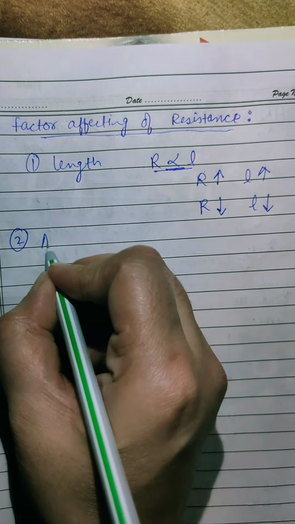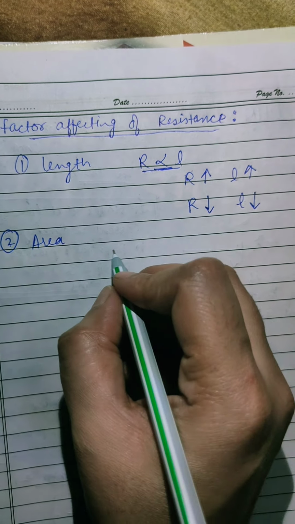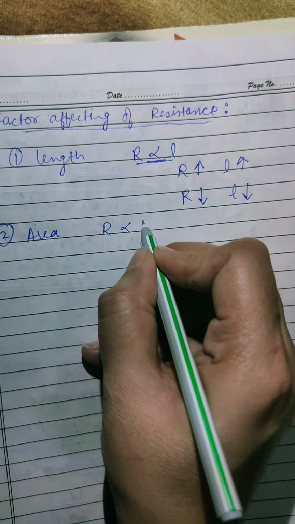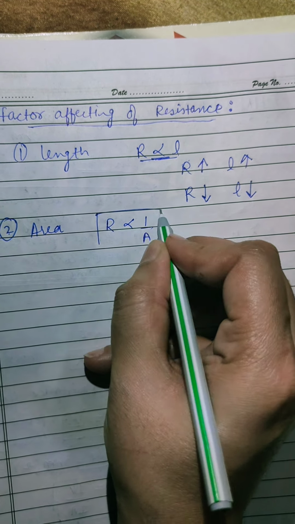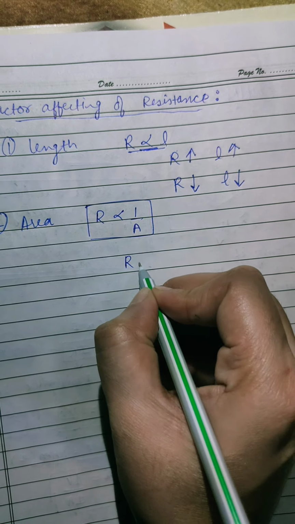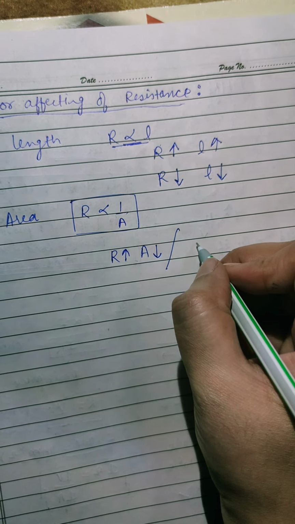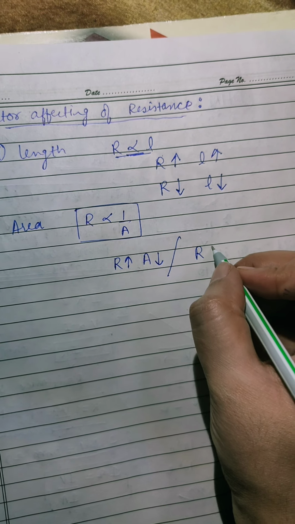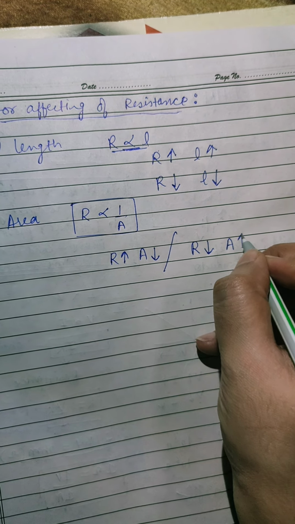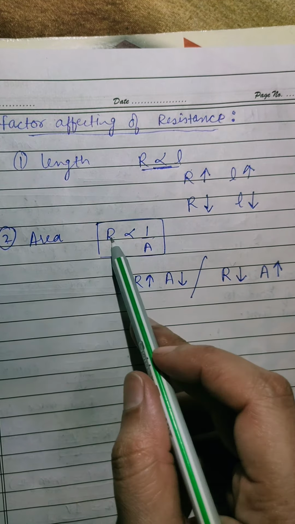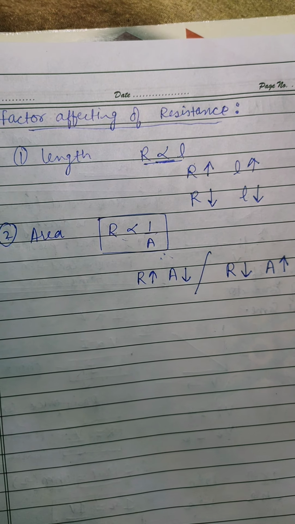Second, the area of cross section of the conductor. Resistance is inversely proportional to the area of cross section. If resistance increases, area will decrease, and if resistance decreases, area should increase, because they are inversely proportional to each other.